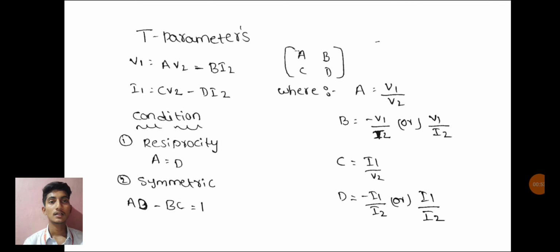Now the T parameters. We have the equations V1 equals A V2 minus B I2, and I1 equals C V2 minus D I2. The condition of reciprocity is AD minus BC equals 1, and for symmetry A equals D, where A equals V1 by V2, B equals minus V1 by I2, C equals I1 by V2, and D equals I1 by I2.